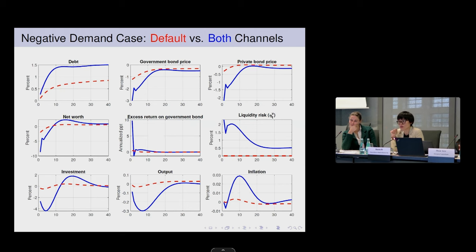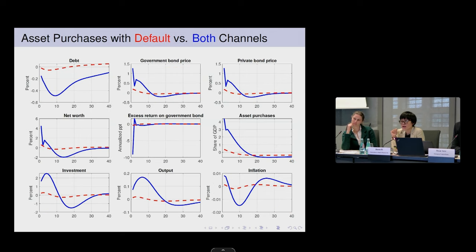The quantitative could be different, but the qualitative is really similar to what I just showed you. The blue line shows when you have both channels present, how much both channels contribute to the economy, versus when you have neither channel. The debt is higher, the debt price is lower, and investment is lower, versus when you only have the default channel, where the scope is much more contained. And again, similar to the simpler case, the asset purchase is more powerful here and has a much bigger impact when you have both channels in place.